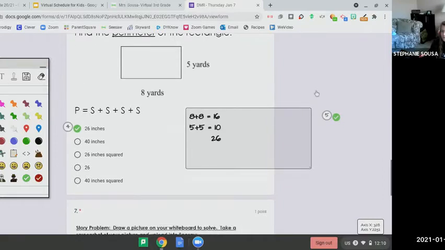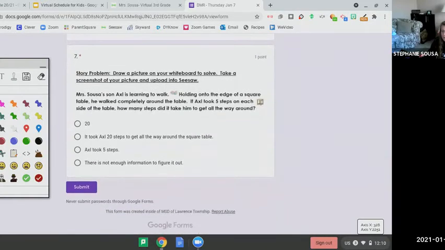All right. Next step, draw a picture on your whiteboard to solve. Take a screenshot of your picture and upload into Seesaw. I loved this problem yesterday. Mrs. Sousa's son Axel is learning to walk. Holding on to the edge of a square table, he walked completely around the table. If Axel took 5 steps on each side of the table, how many steps did it take him to get all the way around?